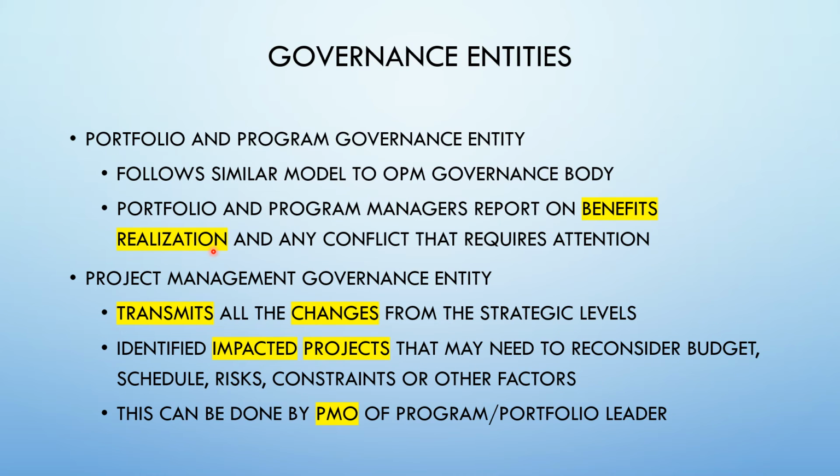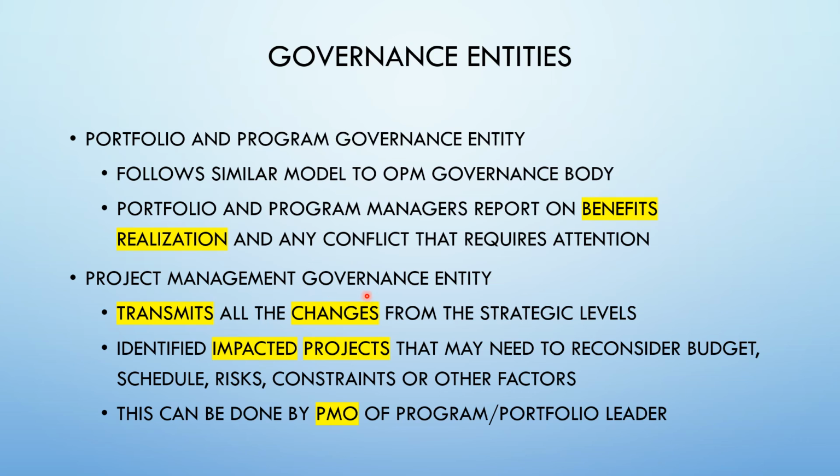Another two governance entities are the portfolio and program governance entity and the project management governance entity, which sit below that OPM governance entity. The portfolio and program governance entity follows a similar model to the OPM governance body. Here the portfolio and program managers report on benefit realization. We have seen that in the governance hierarchy as well, right? So they report on benefit realization and any escalation or any conflict that requires attention from an OPM perspective, OPM governance leaders or executives.